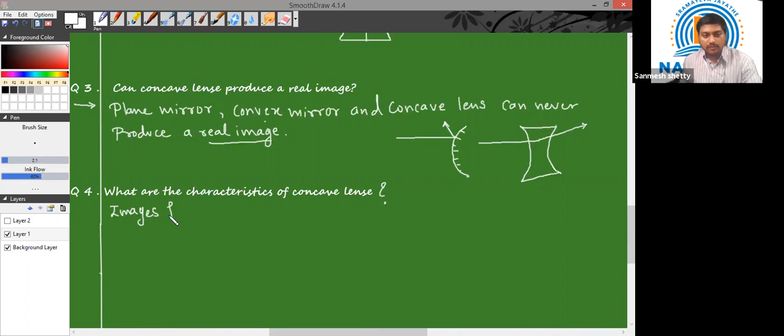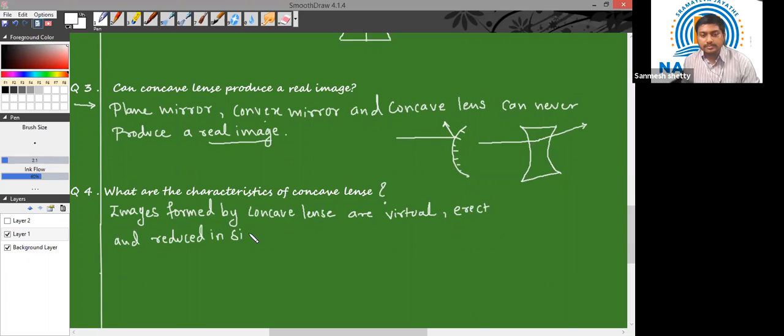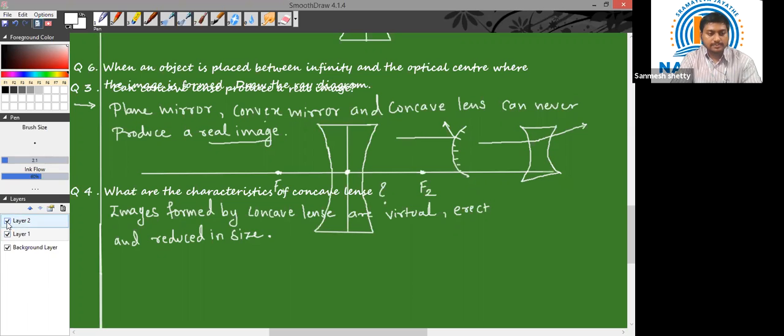Images formed by concave lens are virtual, erect or upright, and reduced in size. So these are the characteristics of the images formed by a concave lens. Let us proceed towards the next question.